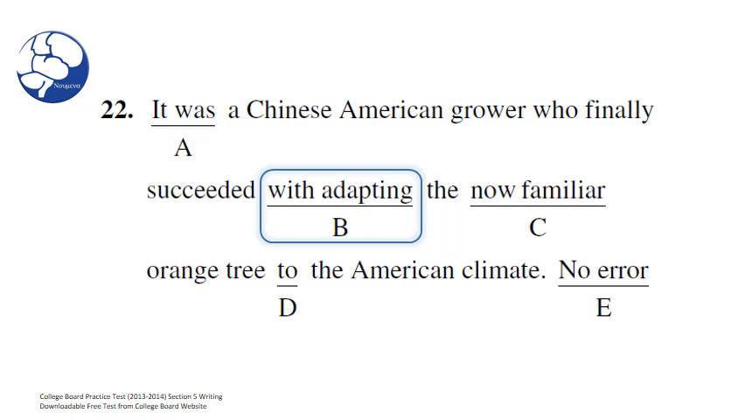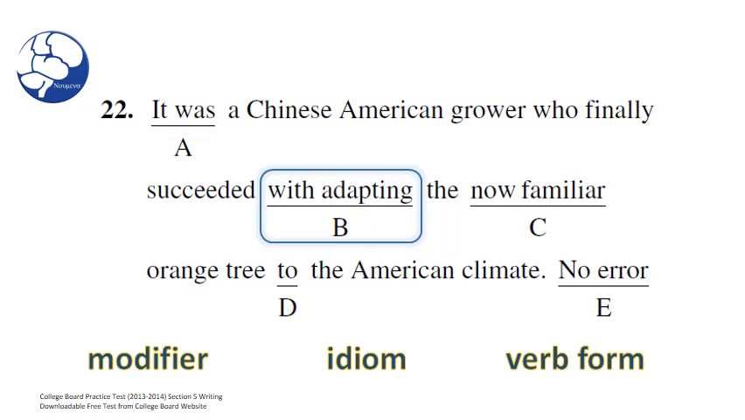In B, we have with adapting. Here we're going to test for modifier, idiom, and verb form errors. To start, let's check to see if we have any errors as a modifier. Well, here we have with adapting, and it's modifying succeeded. Does this work? Well, let's take a look. We're going to have to check also for idiom. Succeeded with adapting? This would suggest that the grower succeeded together with adapting, and adapting can't do that. Maybe another person would be able to, but certainly not adapting.